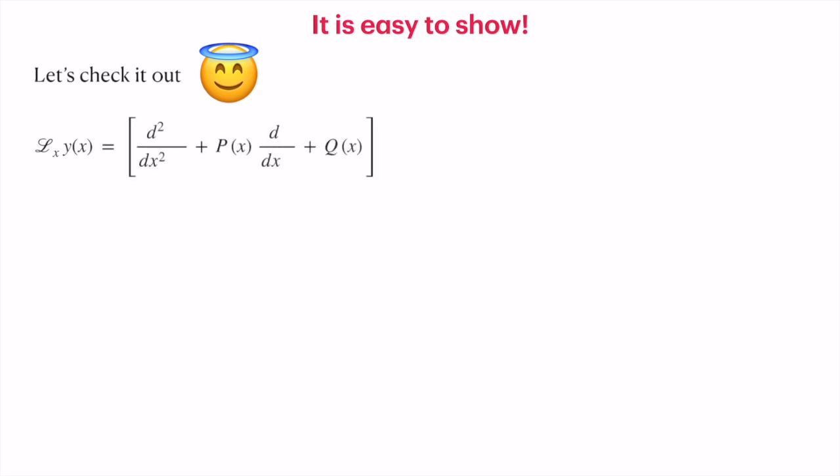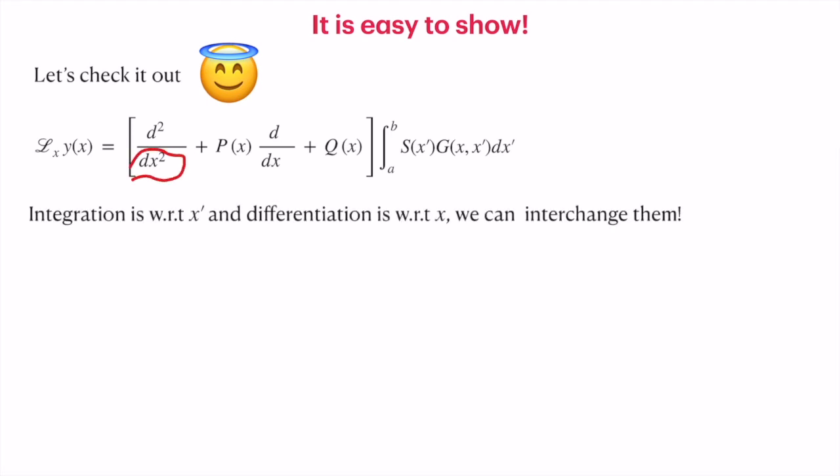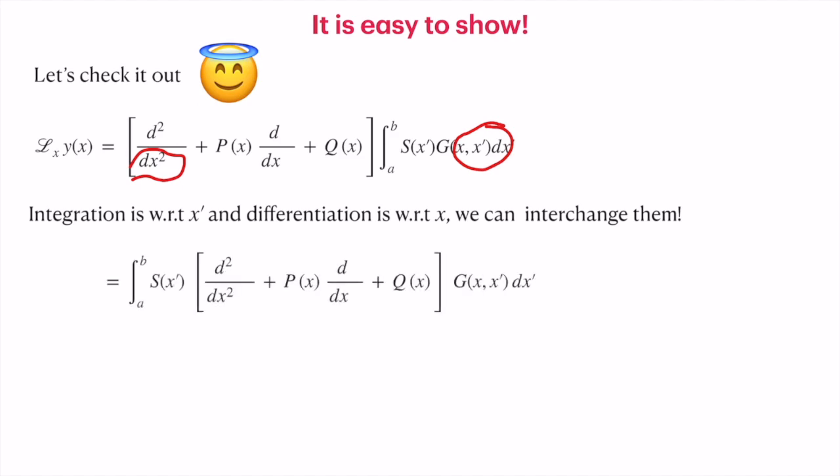So we have a differential operator L of x acting on y, which is d square by dx square plus p of x d by dx plus q of x. This acts on y giving s of x. Now we want to check whether the proposed solution is actually a solution. So we apply this differential operator, and we observe that the differentiation is with respect to variable x and the integration is with respect to variable x prime. So they are independent. In this case, we can switch the differentiation and integration, essentially pulling out the integration and bringing in the differentiation.